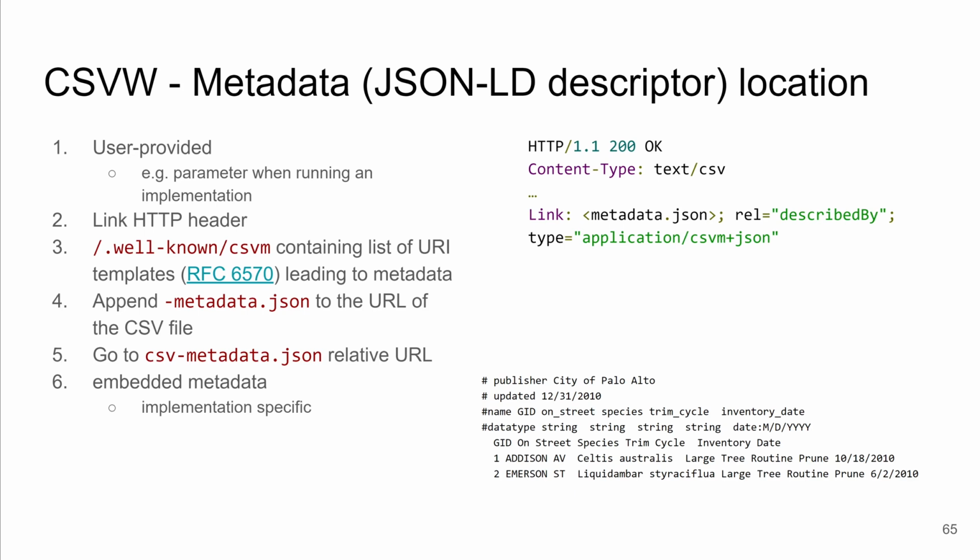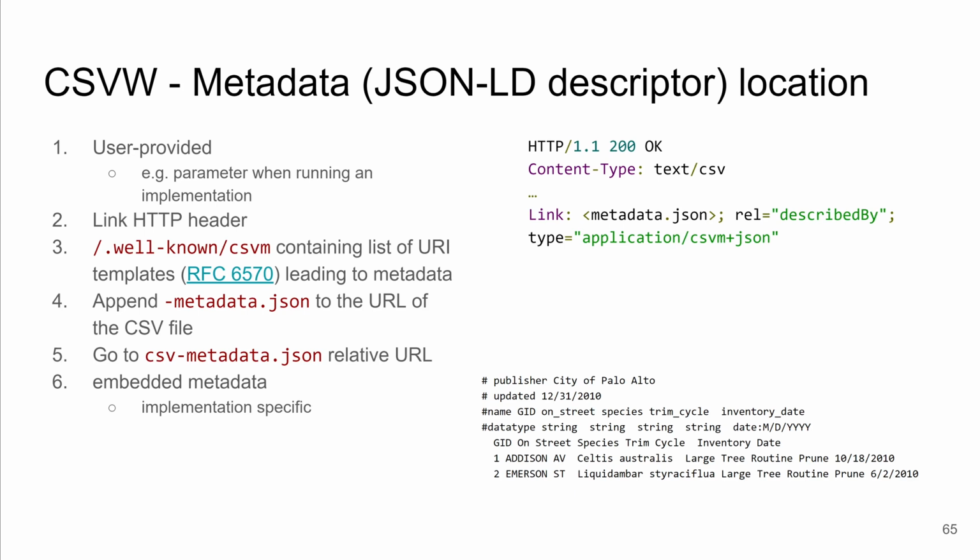So the first option is that the user provides to the CSVW implementation the location of both the CSV file and the JSON-LD descriptor describing it. Then it's quite simple. The second option is that the link to the descriptor is provided on HTTP level when accessing the CSV file. So that's the example on the right, where you can see that a CSV file is served, and there is a link to the CSV on the web JSON-LD descriptor.